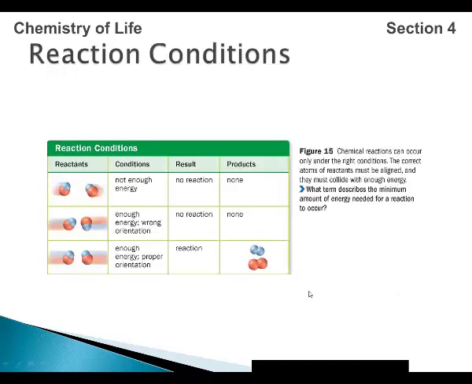So this picture shows reaction conditions. When we have two reactants, and there's not enough energy supplied, no reaction will occur. Therefore, if no reaction occurs, there will not be any products. If we have enough energy supplied, but those reactants are in the wrong orientation, again, no reaction will occur. And therefore, there will not be any products. Only when there is enough energy and the reactants are in the proper orientation will a reaction occur, and will we get products.